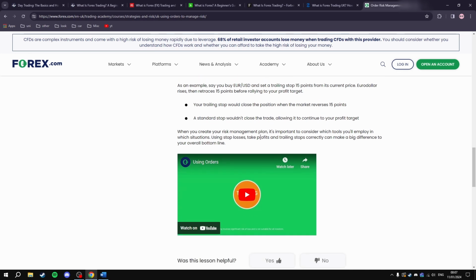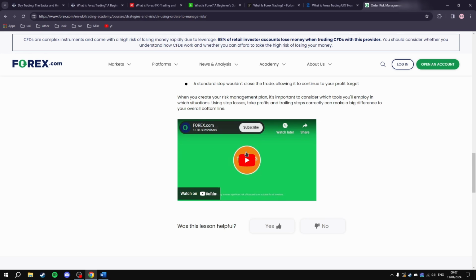When you create your risk management plan, it is important to consider which tools you'll employ in which situations. Using stop losses, take profits, and trailing stops correctly can make a big difference to your overall bottom line.